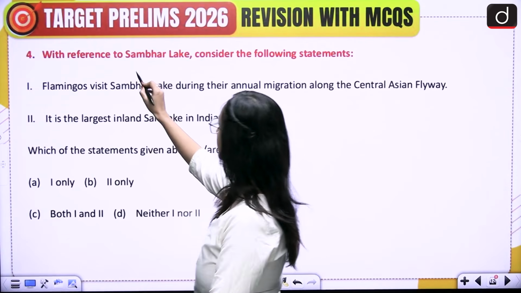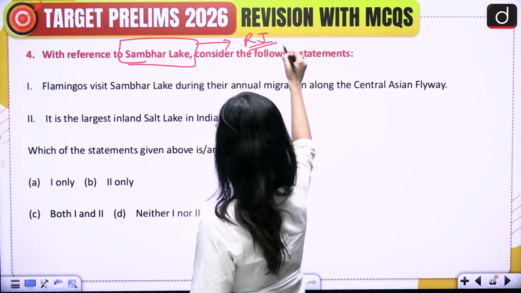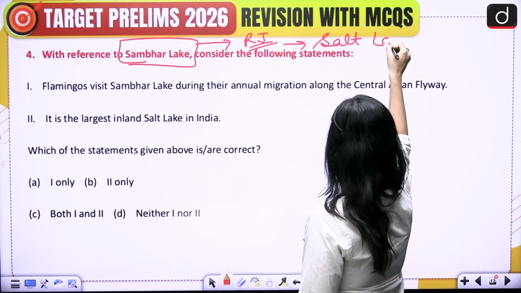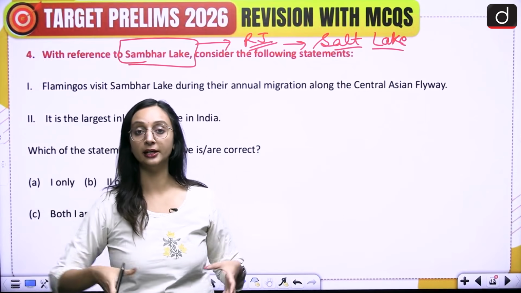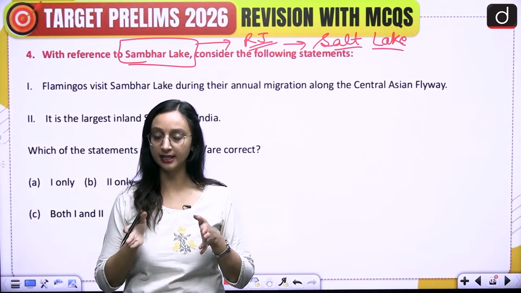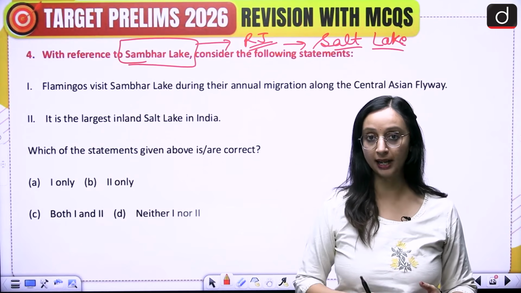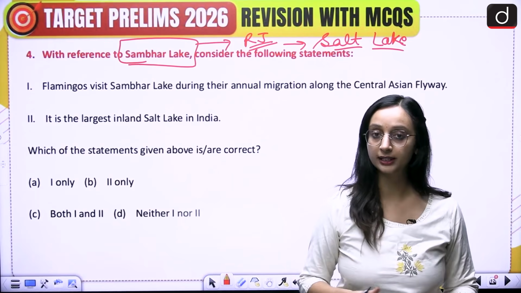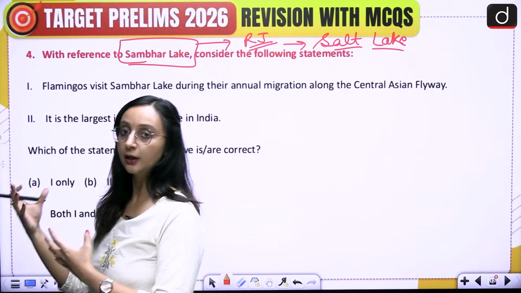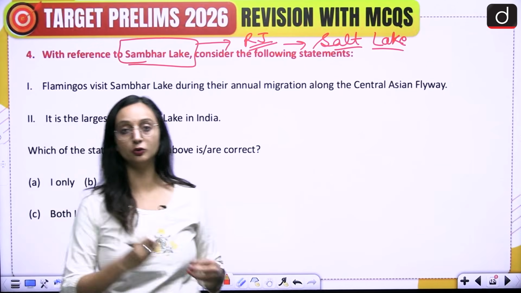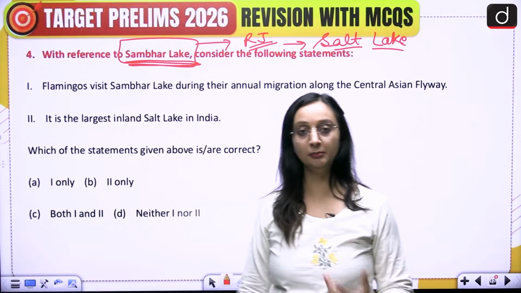Okay. We're talking about the Sambhar Lake. This is in Rajasthan. It's a salt lake. And it is very popular for the presence of migratory birds. It's actually a destination of these migratory birds from the Central Asian Flyway. So the Central Asian Flyway is carrying all these migratory birds from Central Asia, from Europe, from the Middle East, from even Africa, and while they are migrating, they also stop at the Sambhar Lake. Sambhar Lake is also one of the stop destinations for the migratory birds.